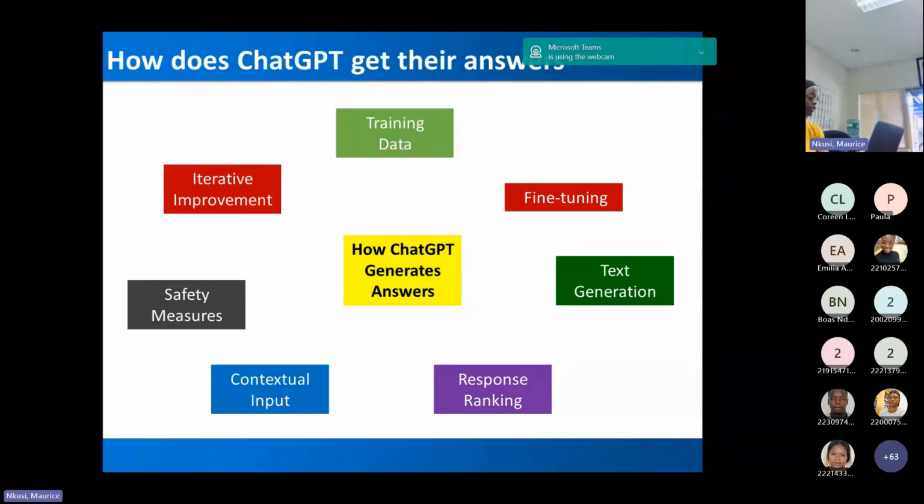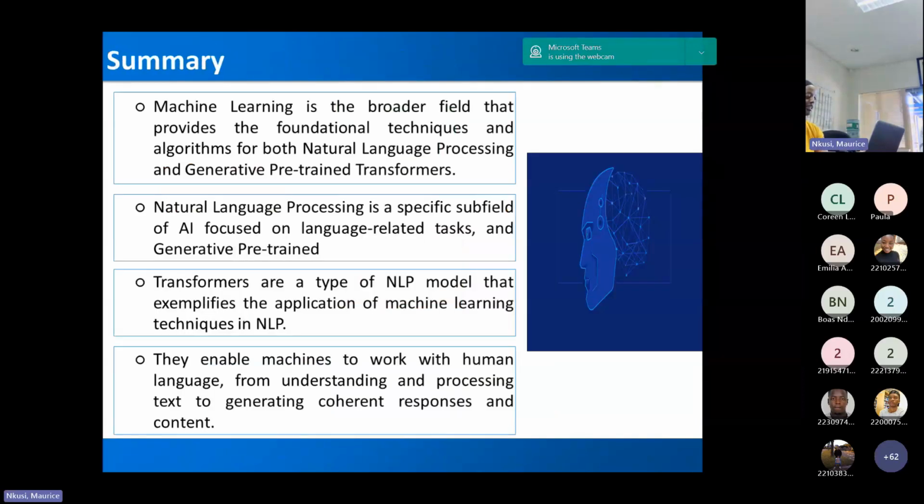Safety measures ensure responsible use and minimize harmful or inappropriate outputs. ChatGPT incorporates safety measures, which include filtering out content that violates community guidelines and avoiding engagement in harmful or unethical discussions. Iterative improvement means that ChatGPT's performance is continuously being improved through training and fine-tuning as well as feedback from users.